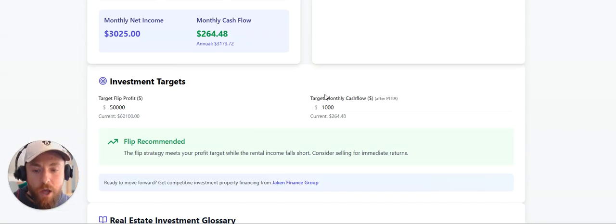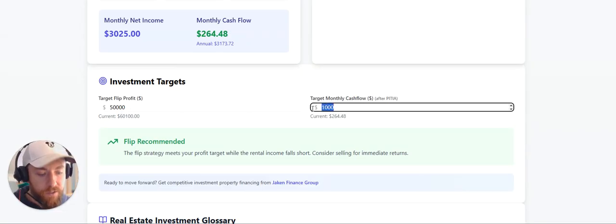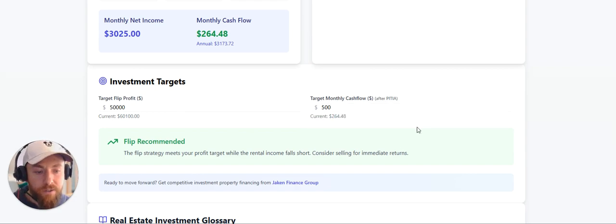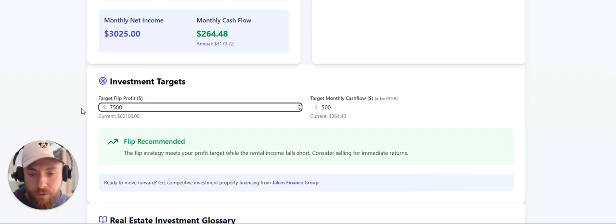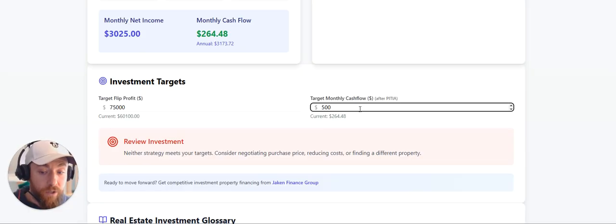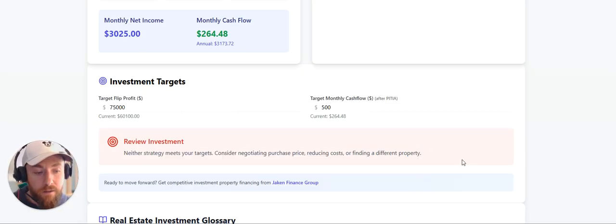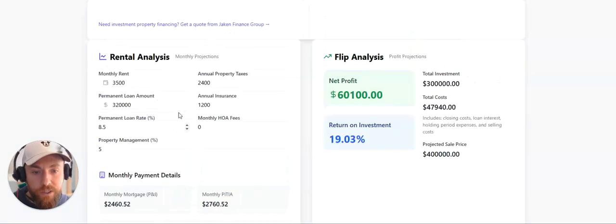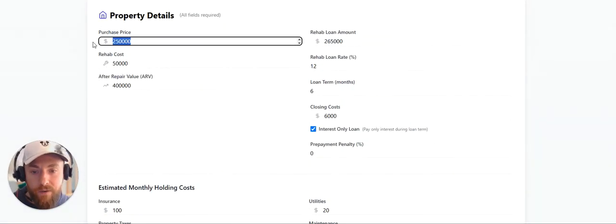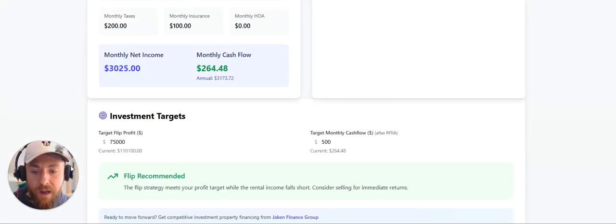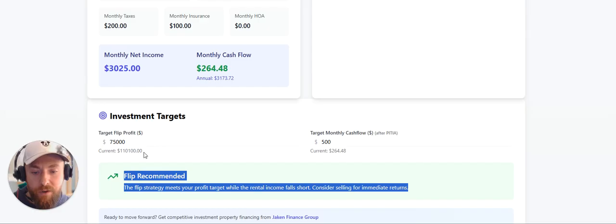and then we go down to our investment target. So you pick these. You pick whatever these are. So if your target cash flow is $500 a month, you're obviously not going to get it, so it's not a good rental, but it might be a good flip. Conversely, if you need to make $75,000 on each flip, and or you need a cash flow of $500 a month, this calculator is going to tell you, hey, this deal doesn't work for you. So you need to go back up to the drawing board and figure out if I need to get a lower purchase price or what I need to do. Because now if I lower the purchase price, I meet my targets.